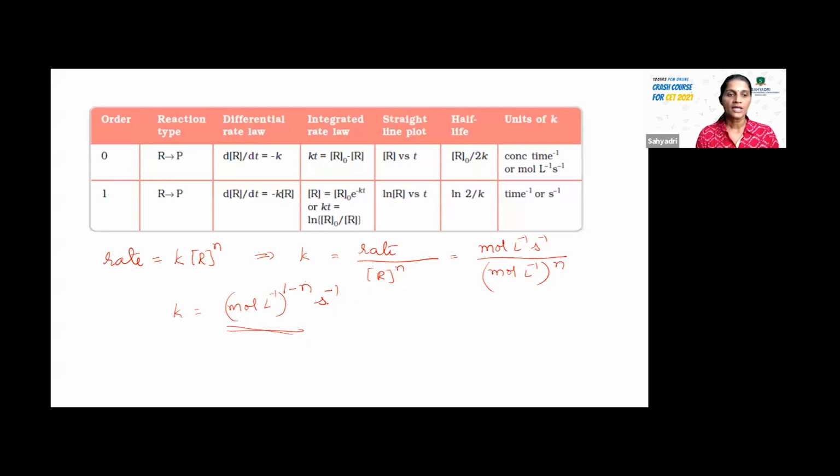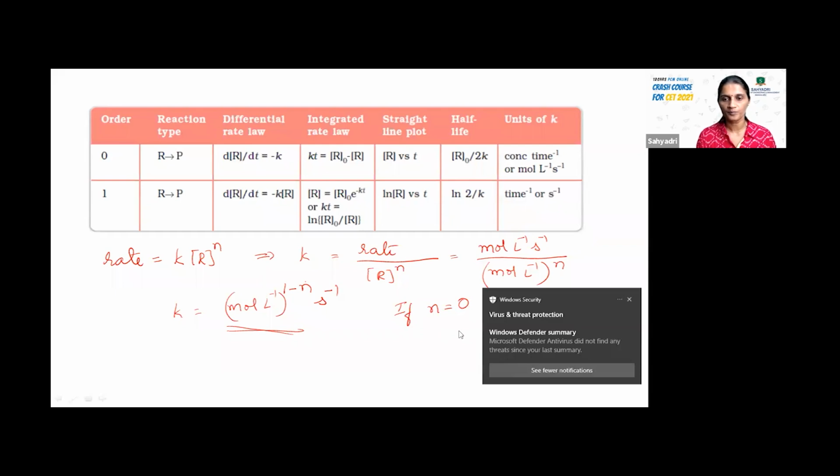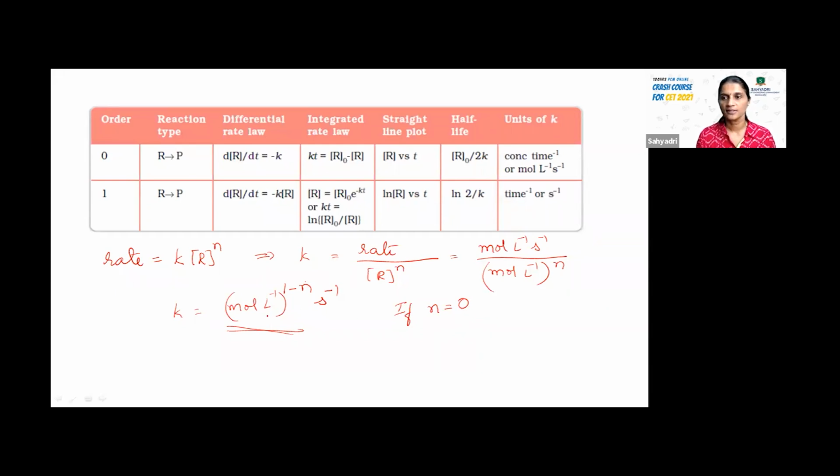Okay. Now, we will substitute the value of n. Somebody asked if n is equal to a fraction, then what is the answer? If n is equal to 0, what is k? K is moles per liter per second, right? N is equal to 0, zero order reaction, correct. What is the unit of k, I'm asking? Unit of k becomes moles per liter per second, right? If n is equal to 1, then it's only second inverse, or per second, or per time, okay? Correct? Yes.